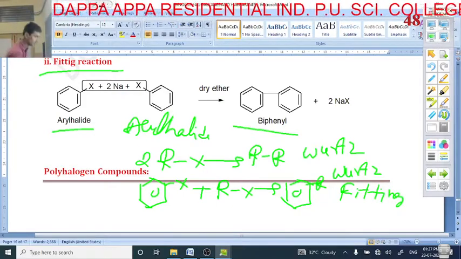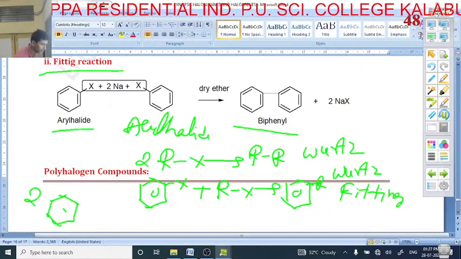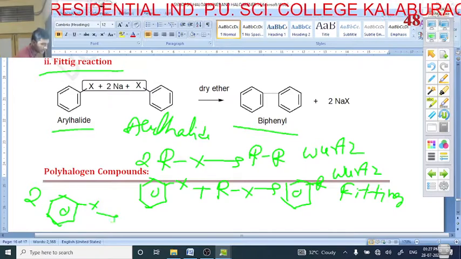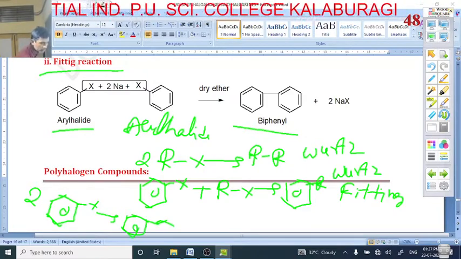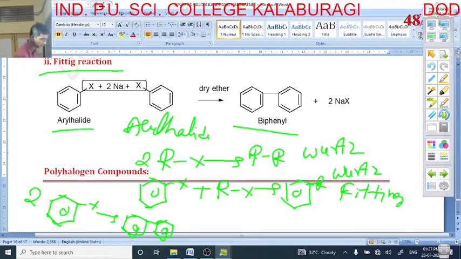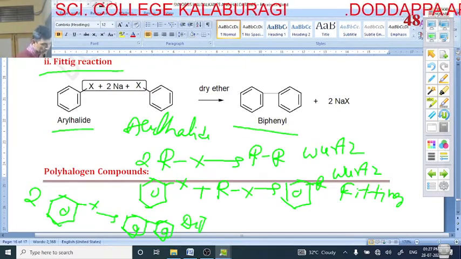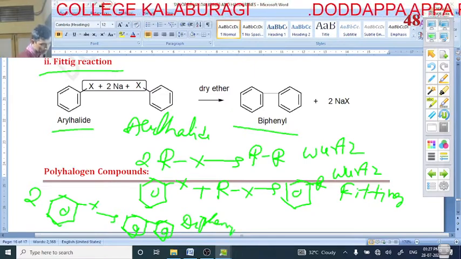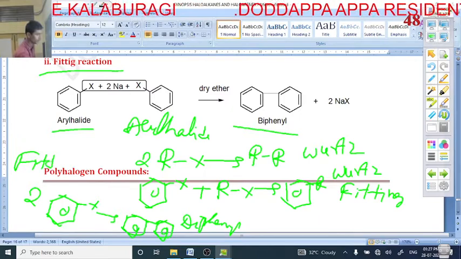The next one is here. Both are aryl halide. It gives what? Diphenyl. It gives diphenyl. It is called what? The Fittig reaction.